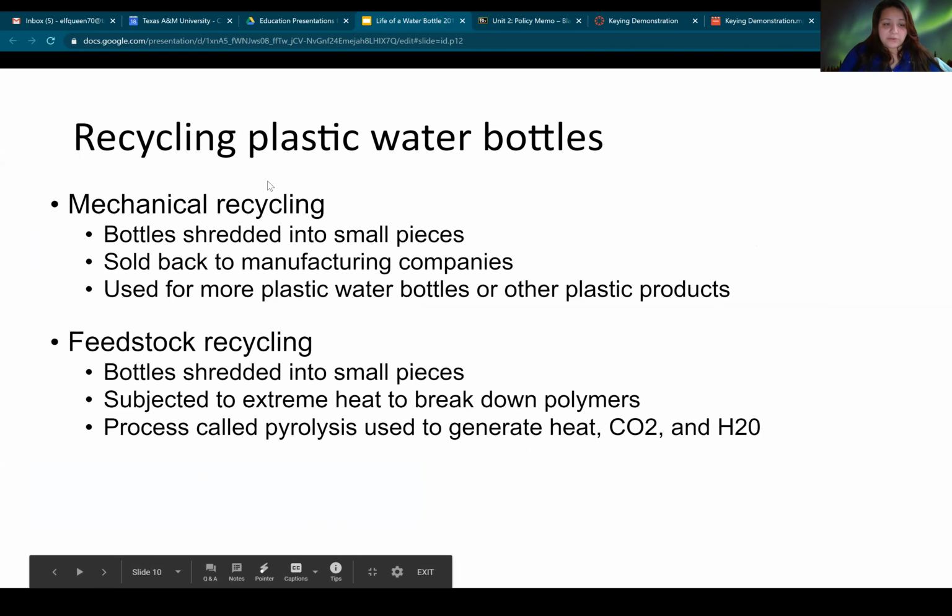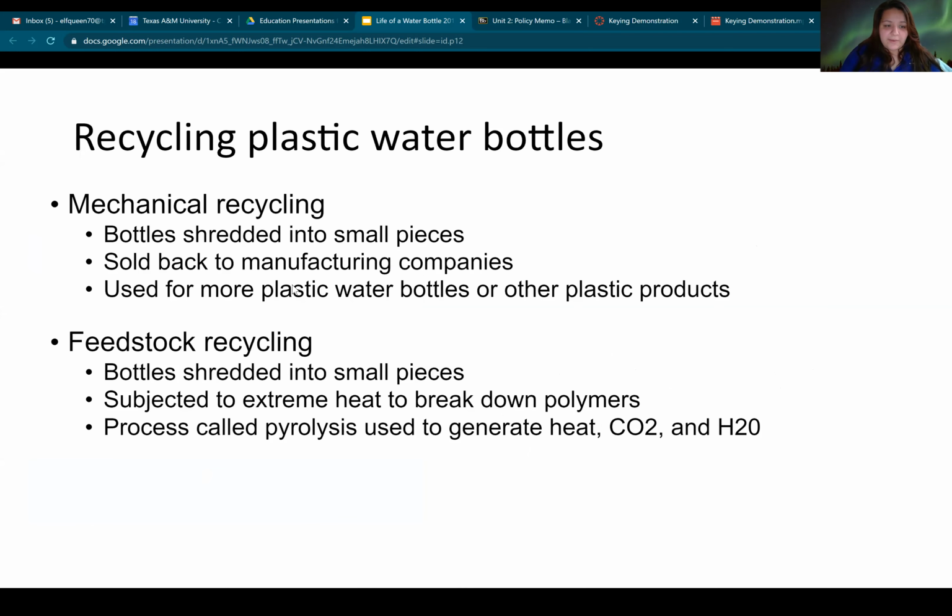And so the two forms of recycling that we have are basically where, like they said, they're shredded into small pieces, and then they're sold back to companies who are going to melt it down and turn it into something else.